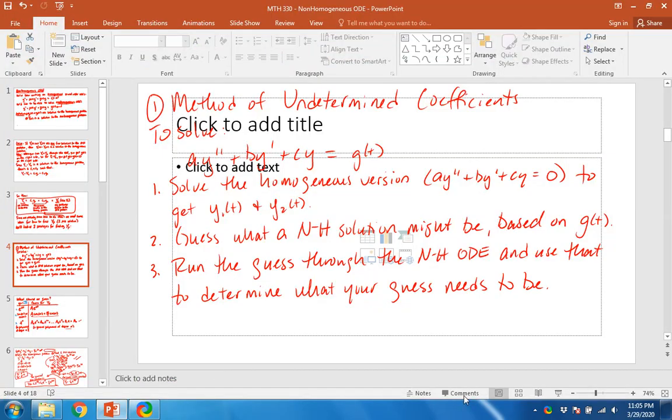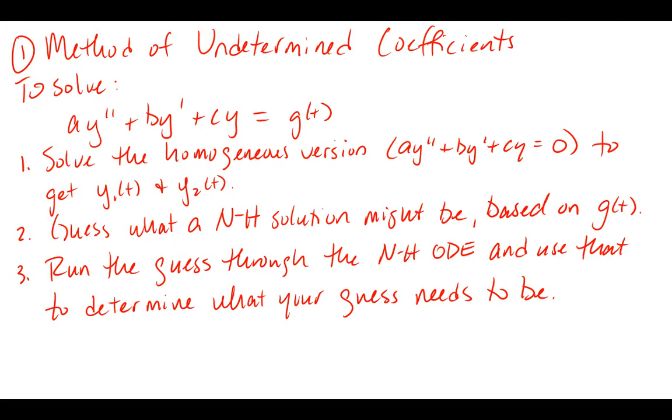Okay, so this video is going to pick up where we sort of left off in the last one, doing this method of undetermined coefficients. So I'll just give you the quick recap here. Of course, we're trying to solve these non-homogeneous ODEs, which is one where I have something on the right-hand side, right?